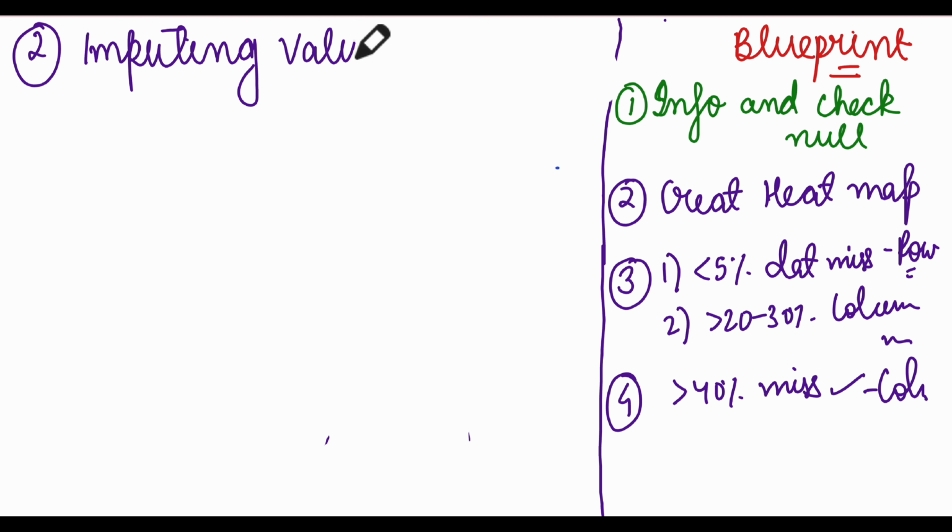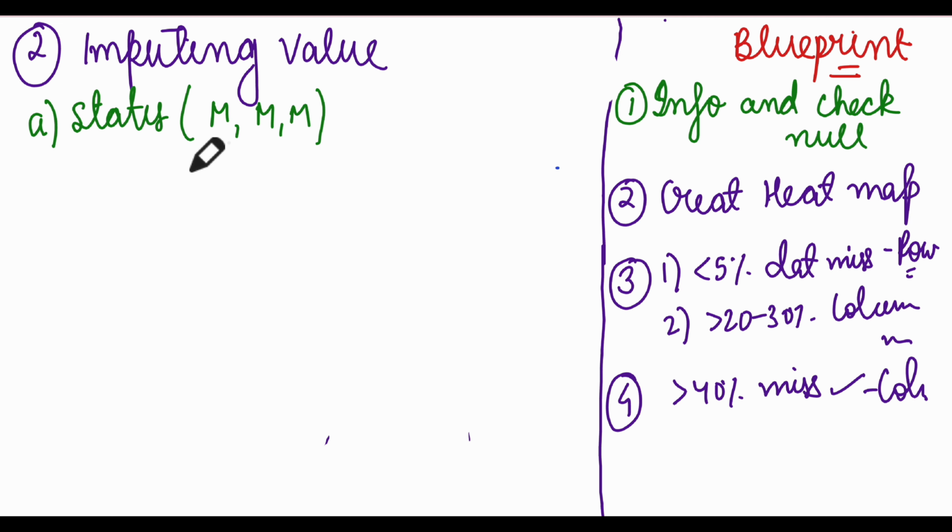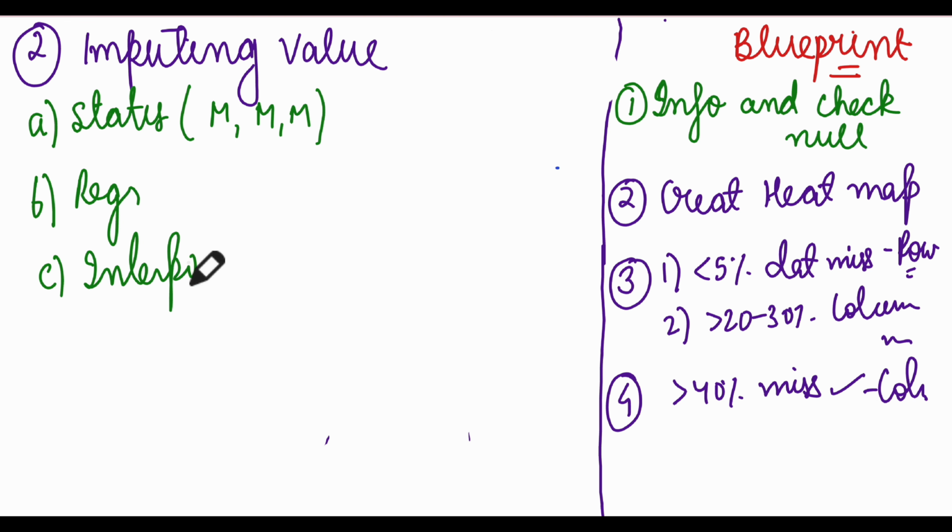Now for imputation, there are multiple strategies. You can impute based on some statistical measures like mean, median, and mode. Those are three basic statistical measures. Then there is regression. Then there is interpolation. Then there are a few miscellaneous techniques which I will speak about.